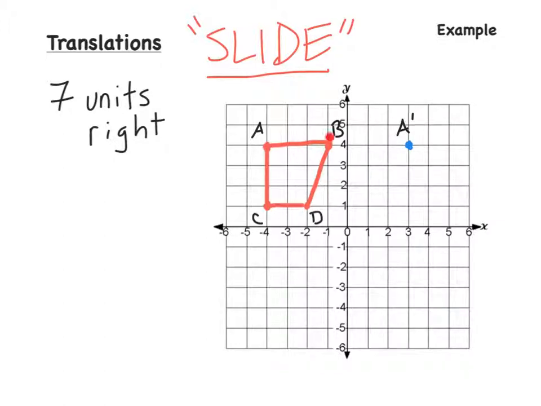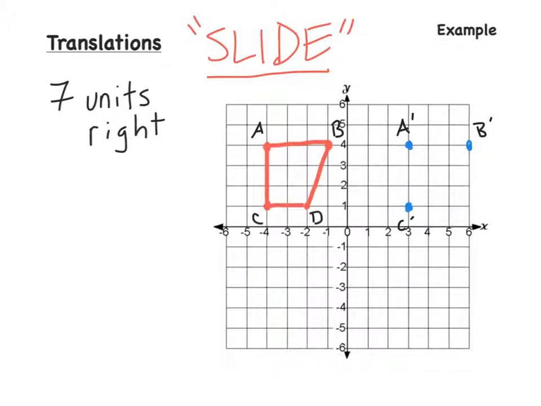Now let's look at B. Go 7 units to the right. 1, 2, 3, 4, 5, 6, 7. Every single one of these is going to be 7 units to the right. So this is B prime. Now we got C. 7 to the right. 1, 2, 3, 4, 5, 6, 7. This is known as C prime.